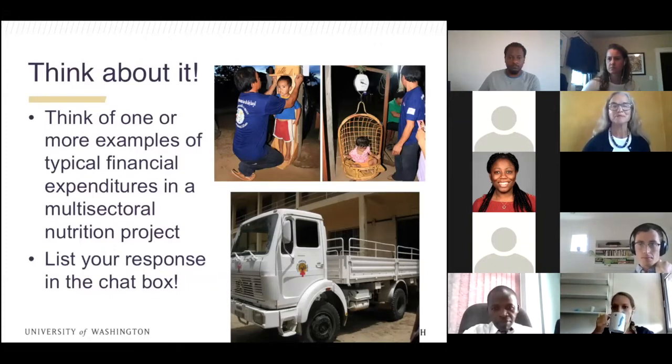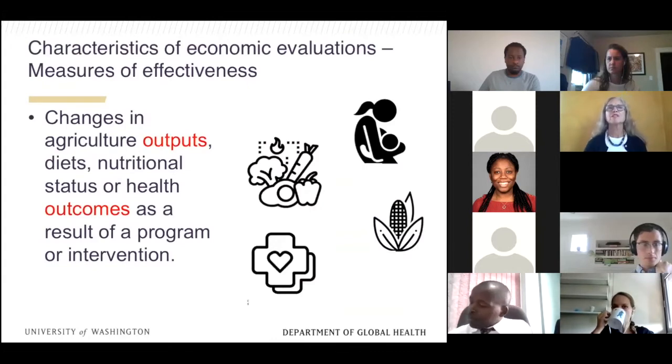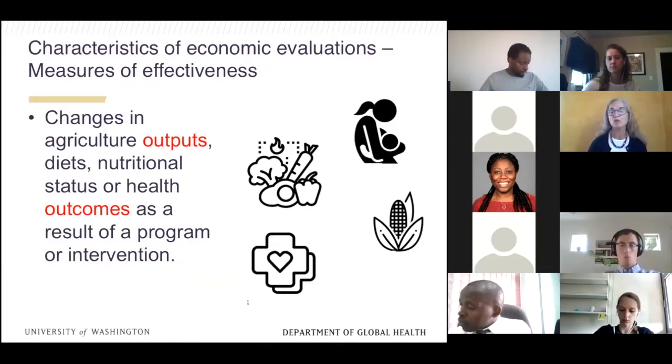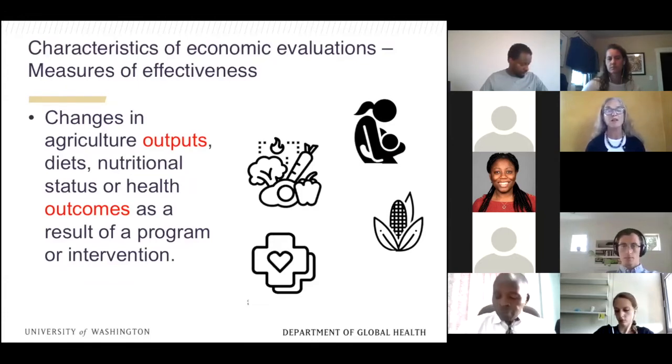Thank you. So let's move on to the second important characteristic of an economic evaluation, which is a measure of effectiveness. These measures of effectiveness should be clear. Now, these typically include changes in benefits measured as agriculture, poultry, or aquaculture outcomes, nutritional status outcomes, or other health outcomes. In the field of agriculture, as I mentioned, these may be increased yields and the value of increased production, or this may be the value of increased poultry or fish production.